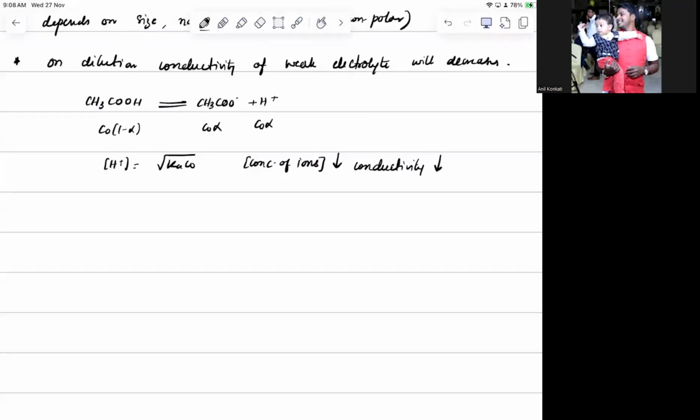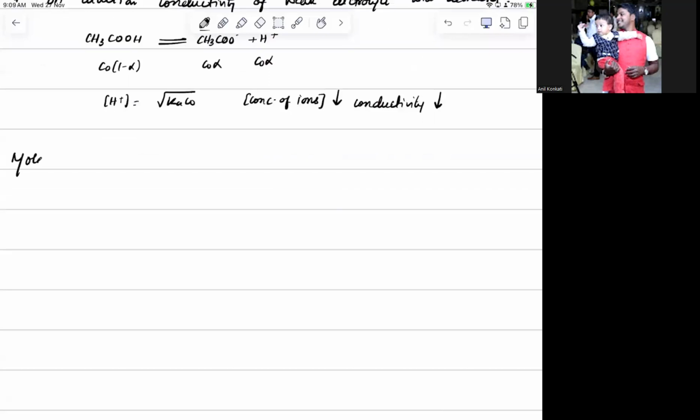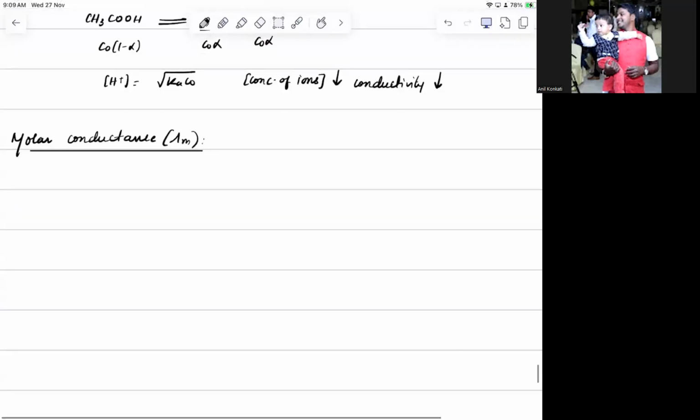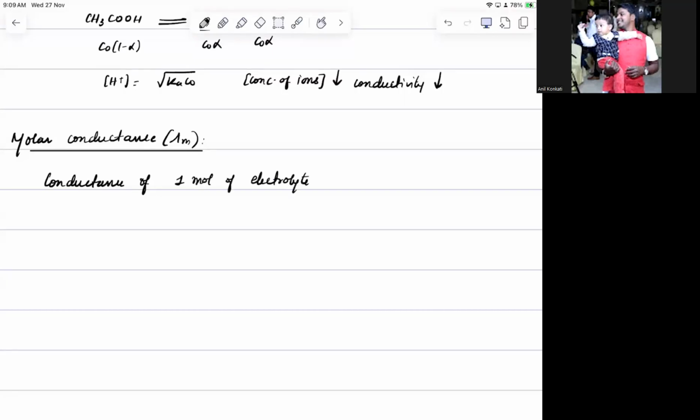But there is one factor which will increase, and that is molar conductance, lambda m. It is defined for 1 mole of an electrolyte in any amount of volume V. That is, the conductance of 1 mole of electrolyte in any volume V.